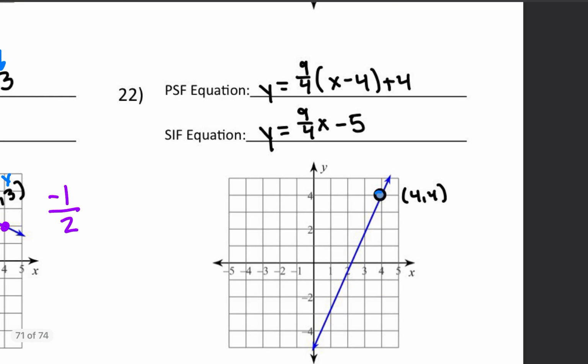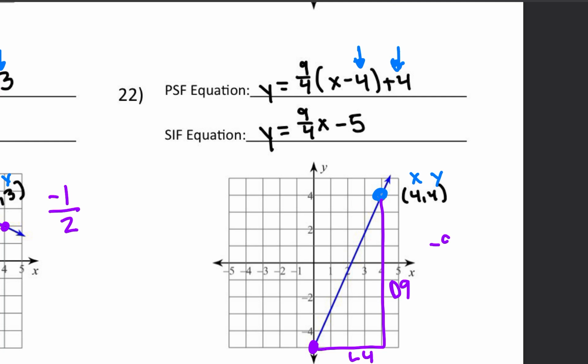22, my start point's 4, 4. So that's my x, that's my y. So remember, the opposite of the x is a liar, so you do the opposite. The y is not. The next nice point is right here, which means I go down 9 and left 4.